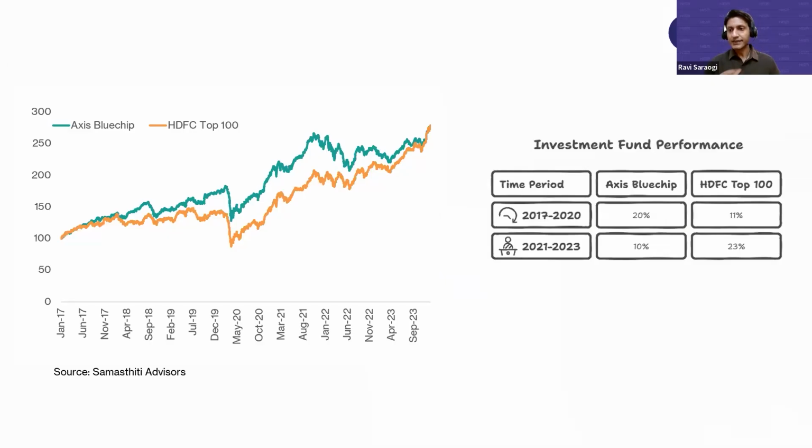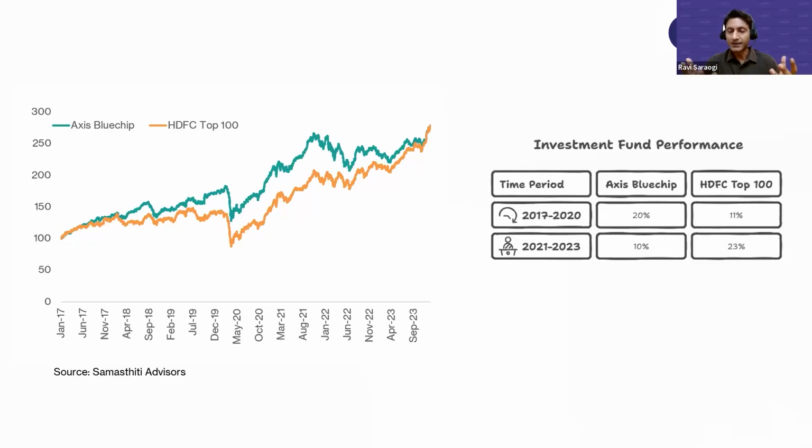On your screen, you can see the performance of these two large cap funds, Axis Blue Chip and HDFC Top 100, from the period 2017 to 2023. So I've taken that period. Between 2017 and 2020, Axis Blue Chip was significantly outperforming HDFC Top 100, delivering an impressive 20% CAGR compared to HDFC's 11%. But then came the reversal.